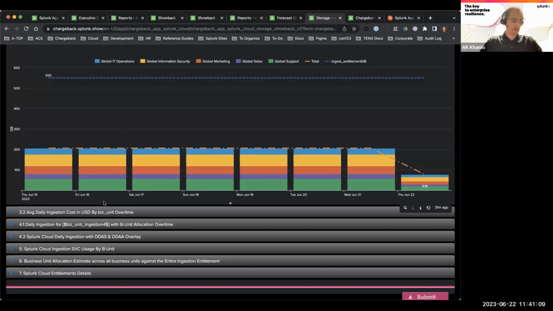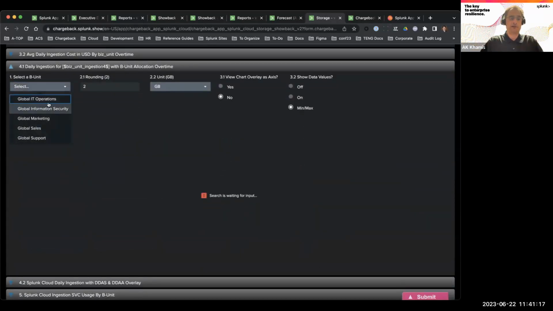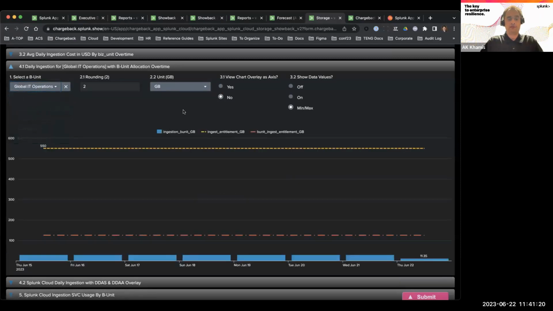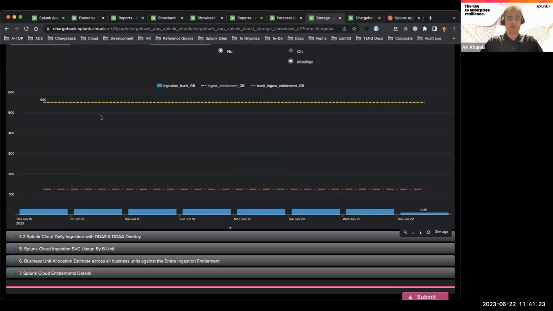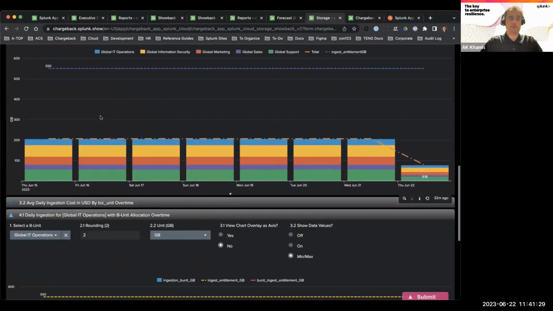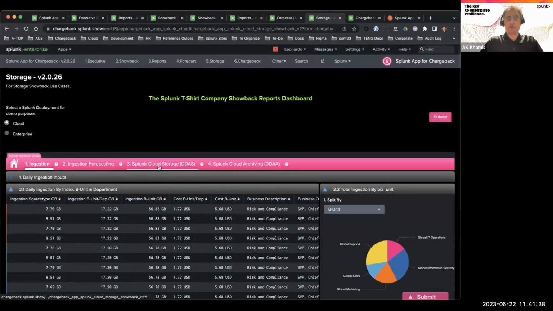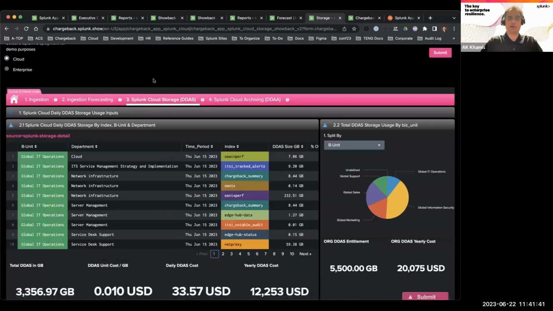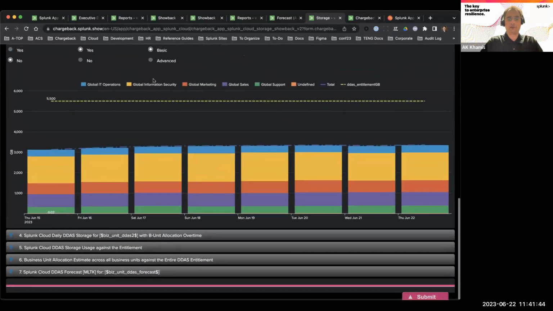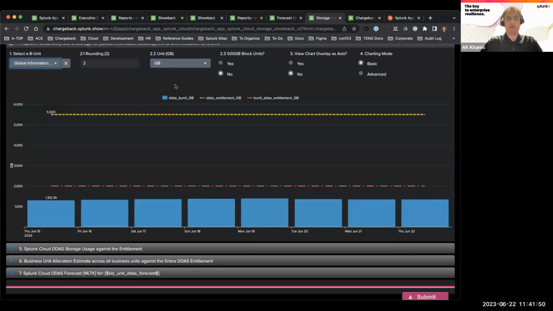Moving on from here. We have one last thing we want to talk about before we go to chargeback. Just like in the showback and the forecasting that I showed you, we have a couple of options here. We can see the historical amount of ingestion for that business unit that I selected, which is Global IT Operations, okay? However, I want to show you in DDS because this is more important for a workload customer, right? So we're going to come down here and select a business unit. Let's select Information Security.